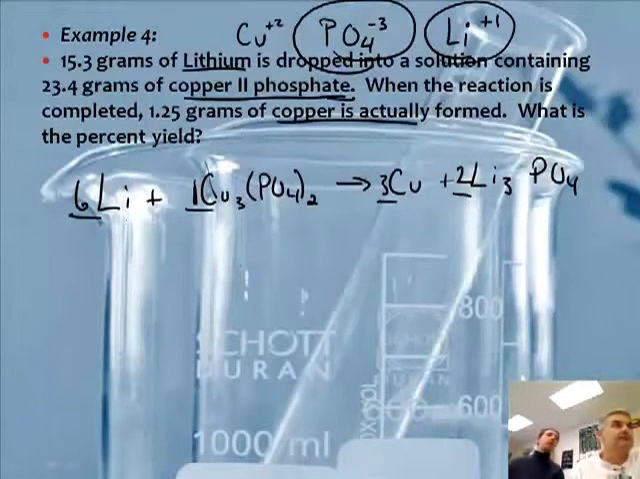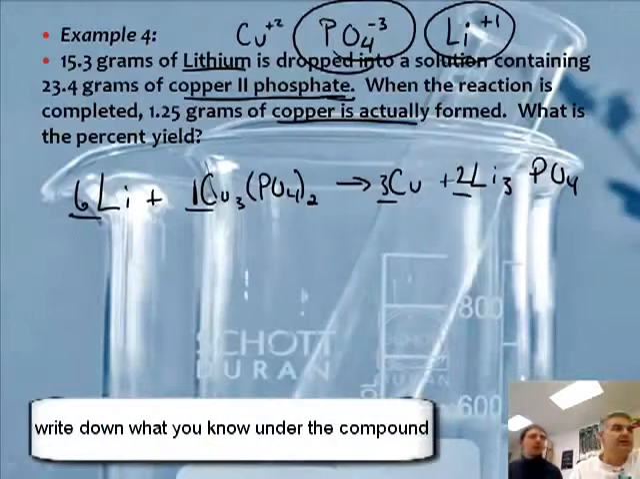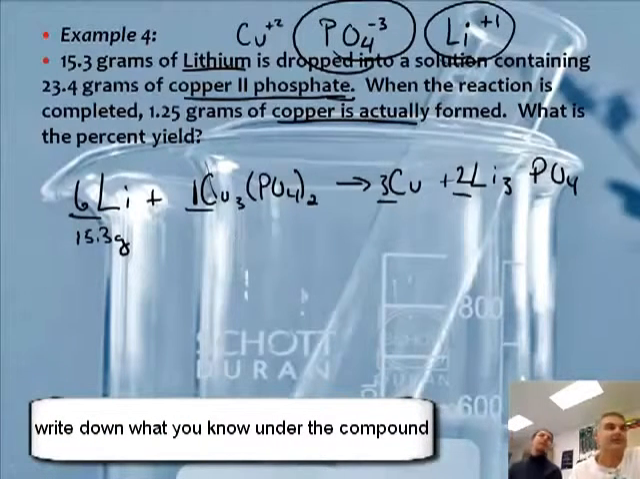All right, now what do we know? We know 23.4 grams of copper(II) phosphate and 15.3 grams of lithium. Ooh, 15.3 grams, interesting. Oh, I know, I see. Did I throw this one at you, Mr. Sams?